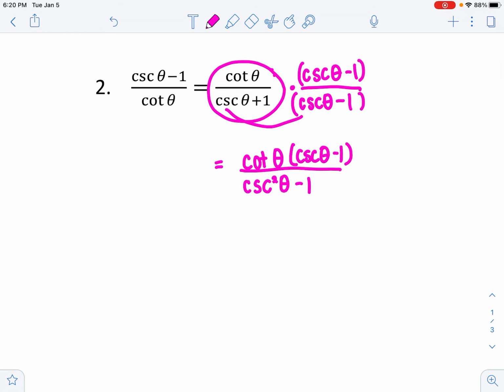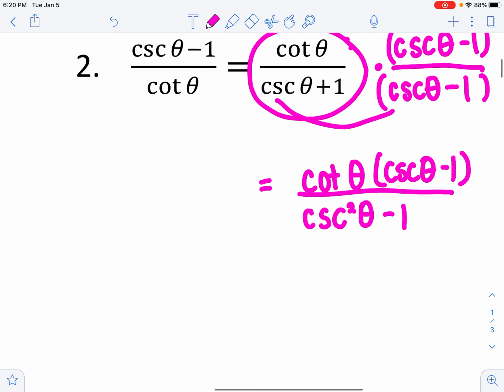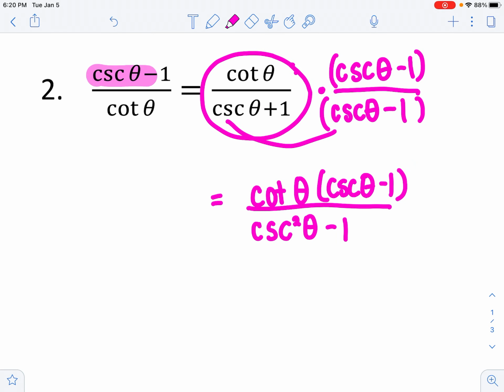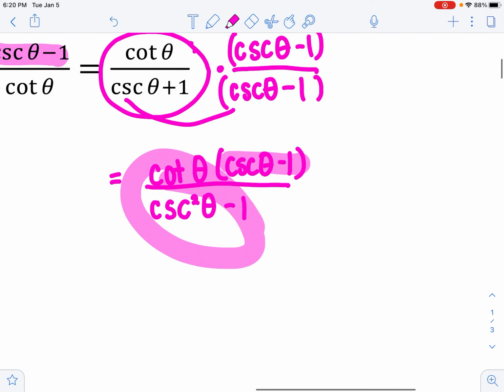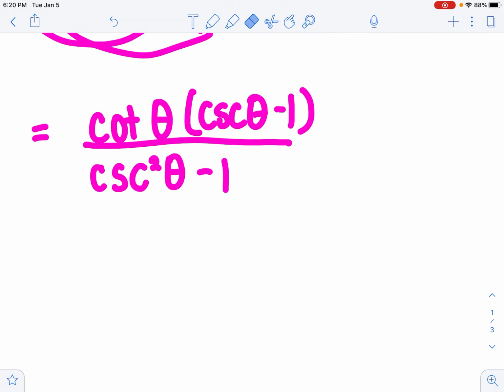Okay, so now let's see where we are. I have to say to myself, okay, what can I do next? Because I do not have this, right? And I say I'm close because I got this here and I got this here, right? But I don't have a cotangent. I have a cotangent in my numerator, not in my denominator. So I have to do something about this. So I say, okay, what can I do there? Then I say, oh, I see a cosecant squared minus 1.